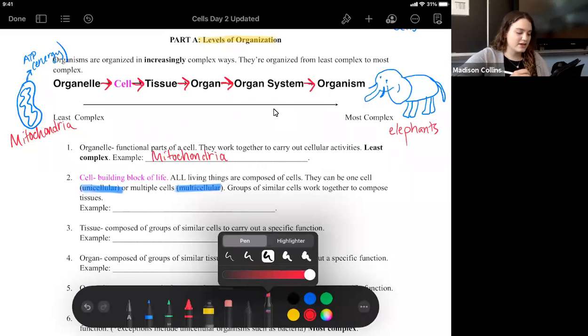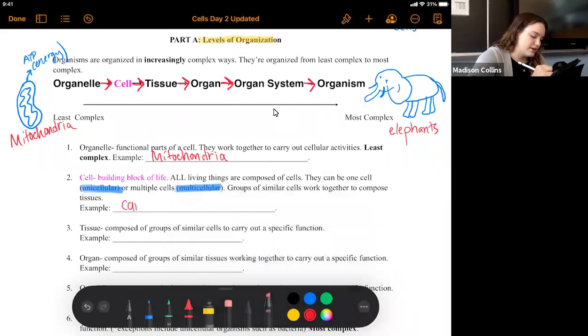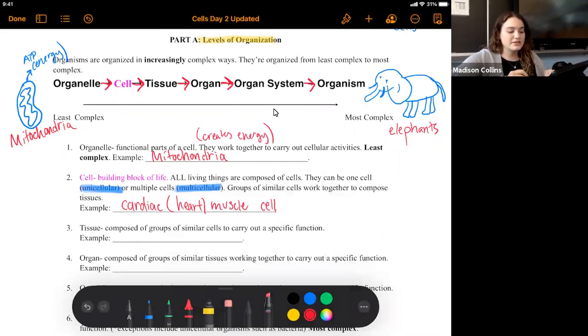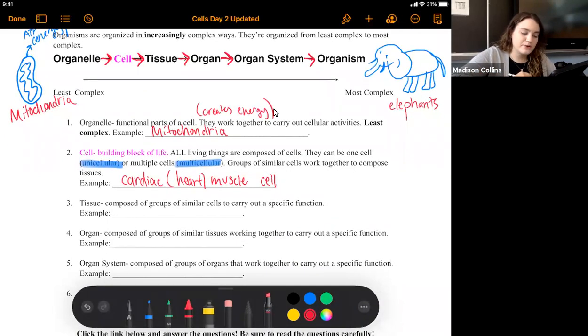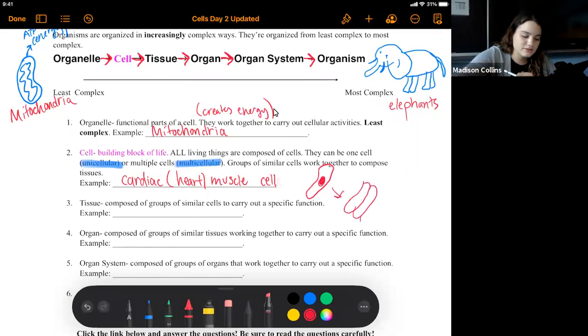So for example, let's say that the one cell we're looking at is a cardiac, which means heart, muscle cell. So we know that the mitochondria creates energy. And let's say that that muscle cell is using the energy that comes from the mitochondria. So the organelles build up cells. All right. Next up, tissues are composed of groups of similar cells that carry out a specific function. So if this is our muscle cell, if we have a lot of those cells coming together, that's going to be a tissue.